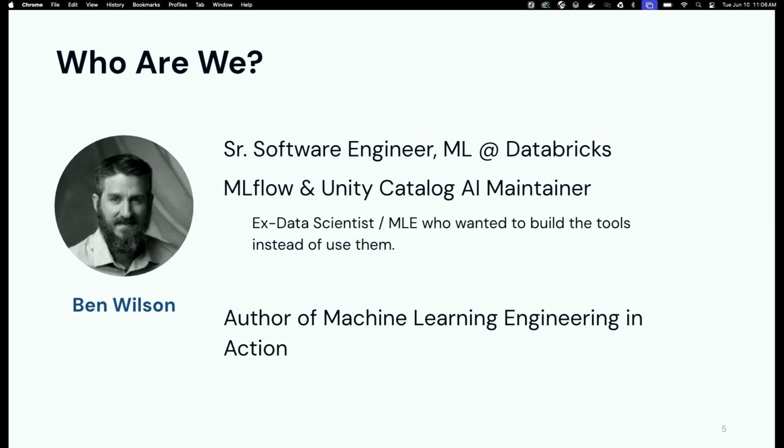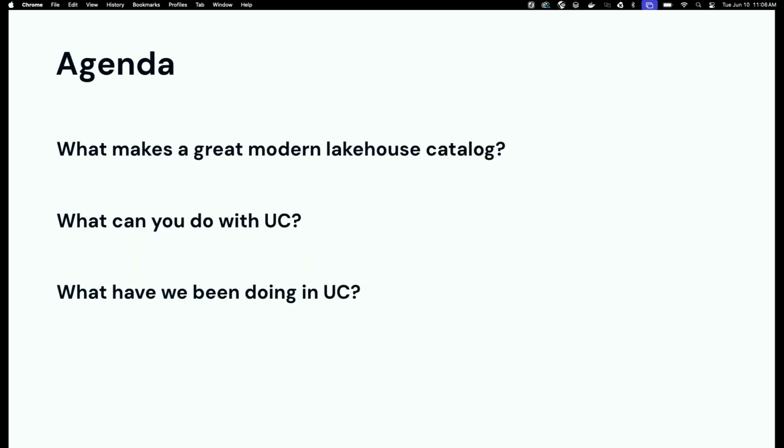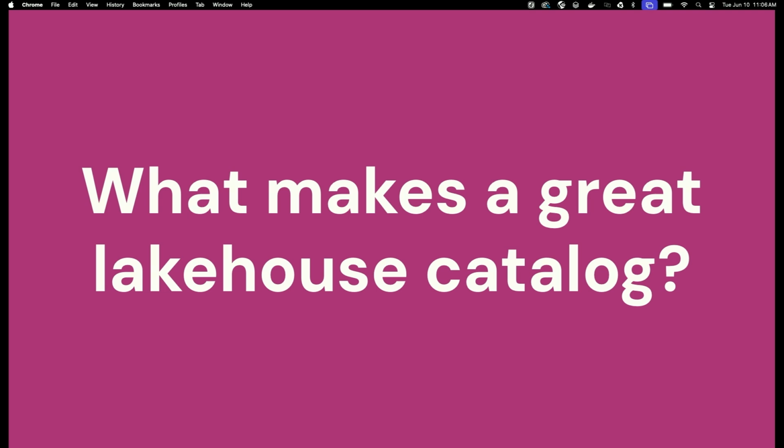this presentation. Awesome. Okay, so we're going to talk about from the basics. What makes a great catalog? And to motivate, why is UC the right catalog for you for the next generation of workloads? What can you do with UC today? And what have we been doing in the UC OSS project over the last 1 year? So let's start with the very basic first question. What makes a great lakehouse catalog?